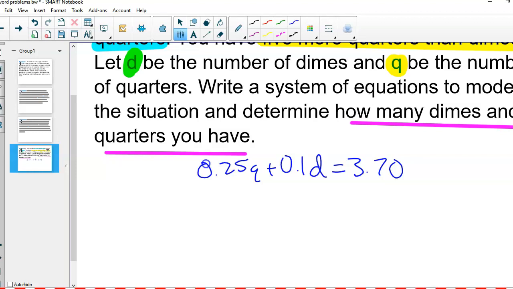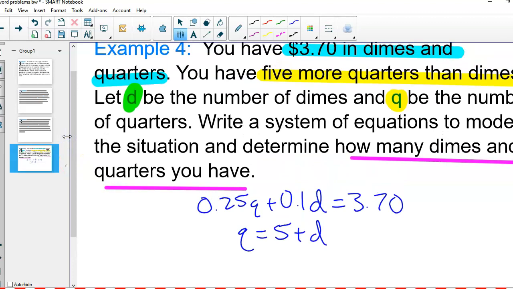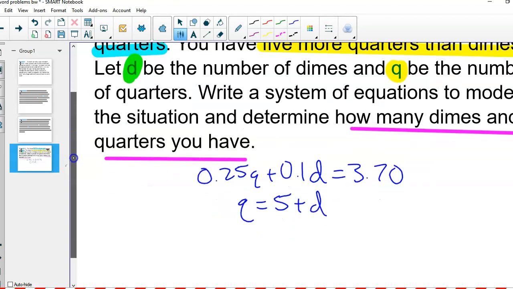Go ahead, Abby. 5 plus d equals q. That was right. So this sentence in yellow, 5 more quarters than dimes, means if I knew the number of dimes and I added 5 to it, I would get the number of quarters. You have to reword that and think about that in your mind.